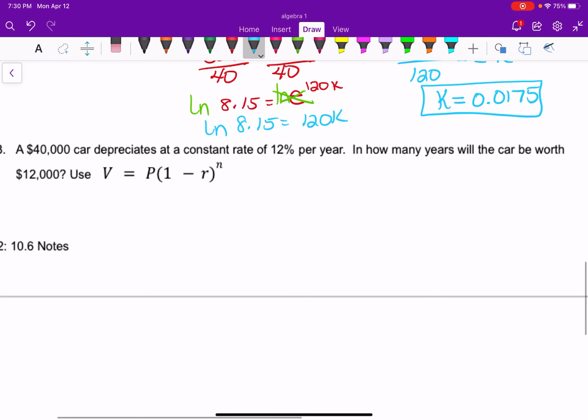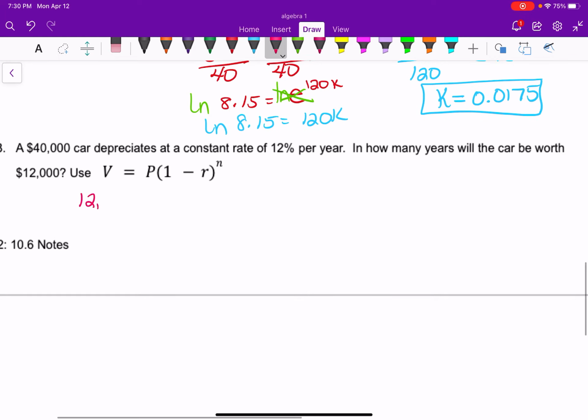Okay, the next one. A $40,000 car depreciates at a constant rate of 12% per year. In how many years will it be worth $12,000? Well, our ending amount is $12,000. Our starting amount was $40,000. 1 minus r, well, r is 12%. Remember, we have to divide that by 100. So that's 0.12. And n in this case is our time. Okay?